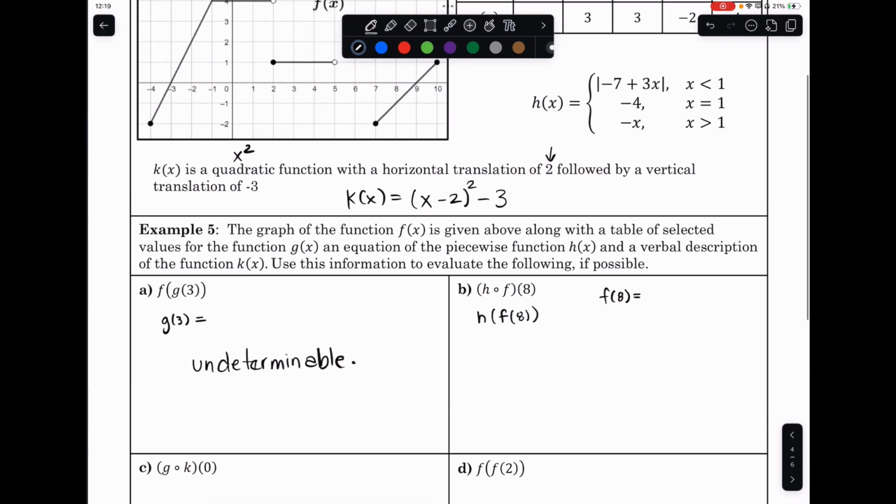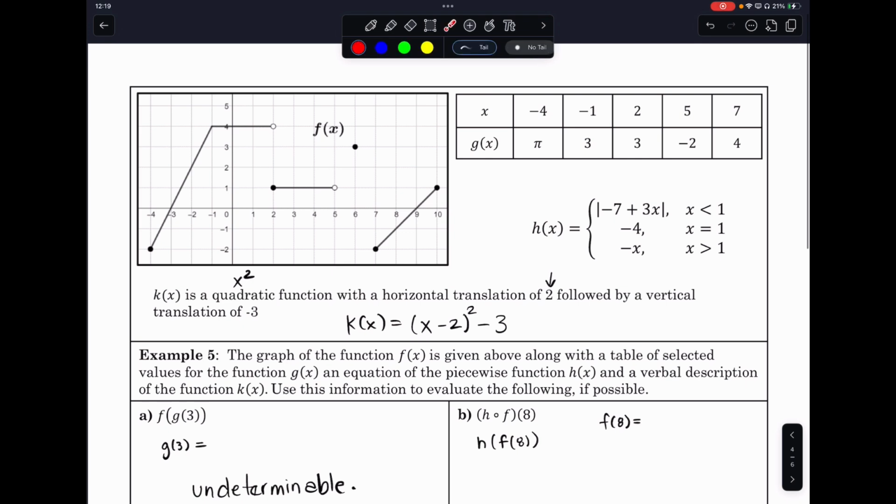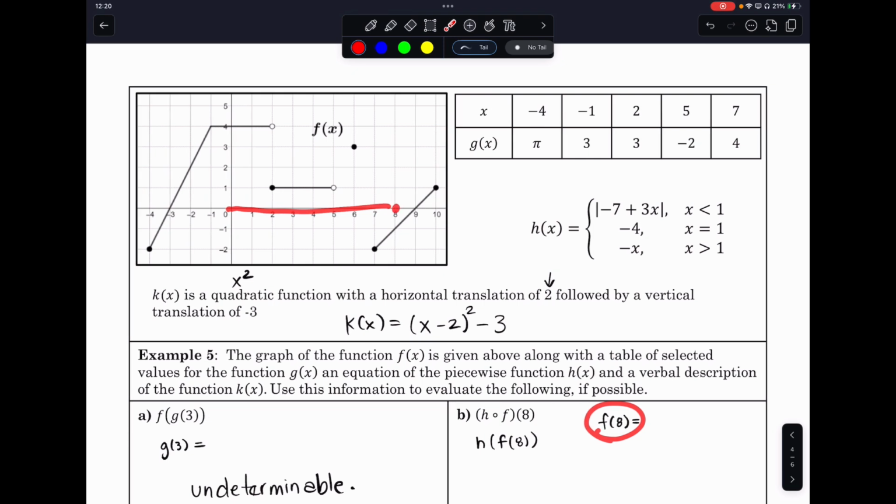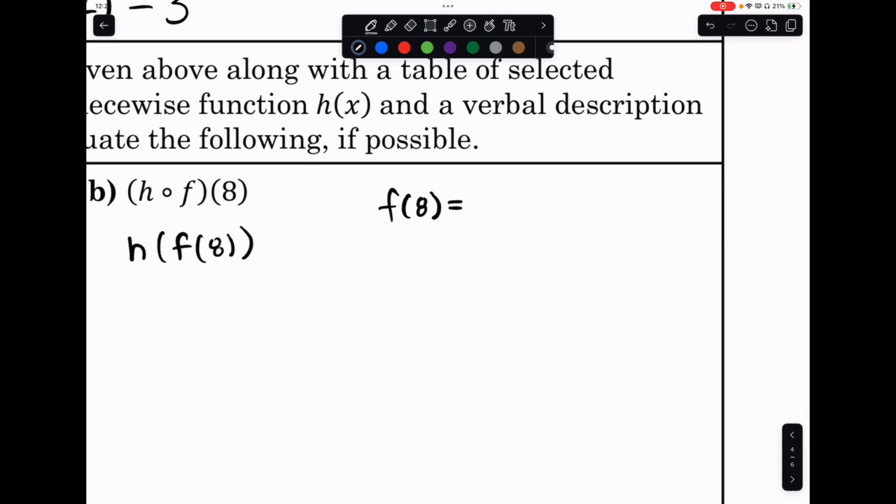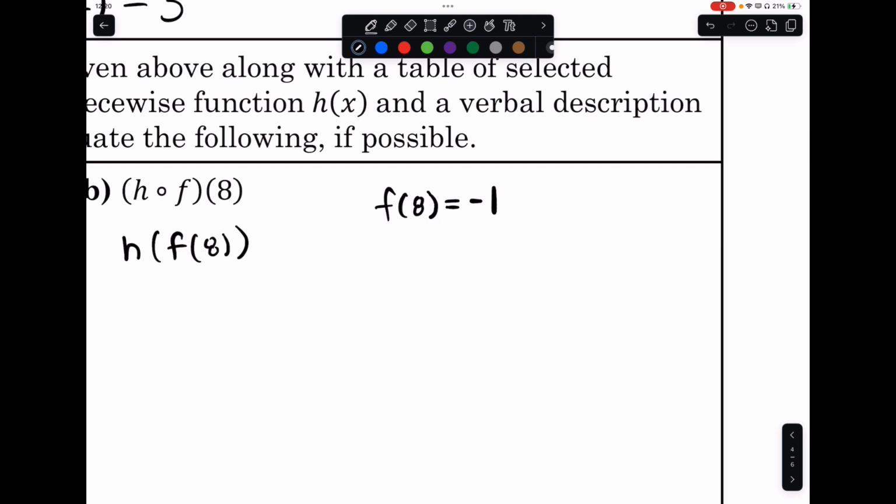Now the representation of f is this graph right here on the left. So it's not like I just plug it in. What I have to do is look at the graph and see what the y value is when x is equal to 8. Obviously this is my x-axis. Here's my y-axis. And f of 8 means to look at the x-axis, right here at 8, and determine what the y value is. Well, if I look at the graph, the y value when x is equal to 8 is negative 1. So that means that f of 8 equals negative 1.